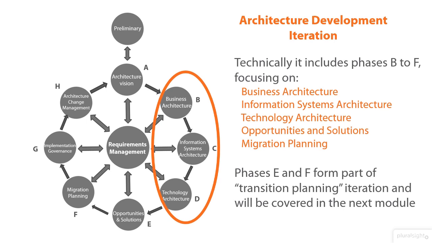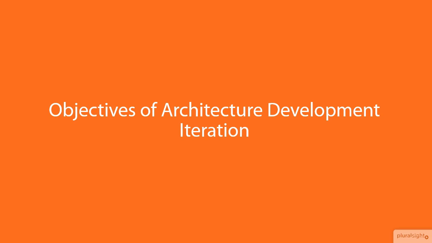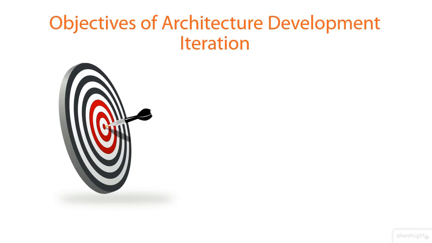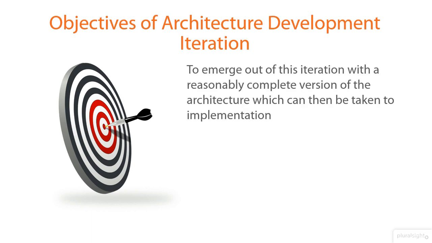Each of phases B, C, and D focuses on different architecture domains. However, they all work with a common high-level set of objectives, which are twofold. The first objective is to come out of this iteration with a reasonably complete version of architecture definition, which can then be taken to implementation.